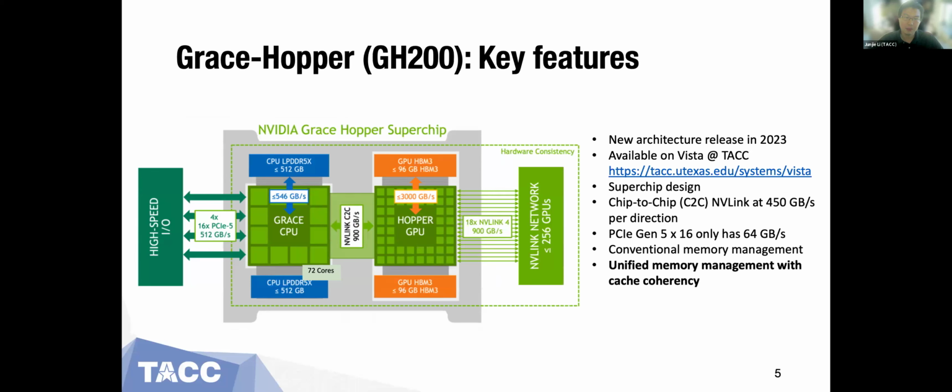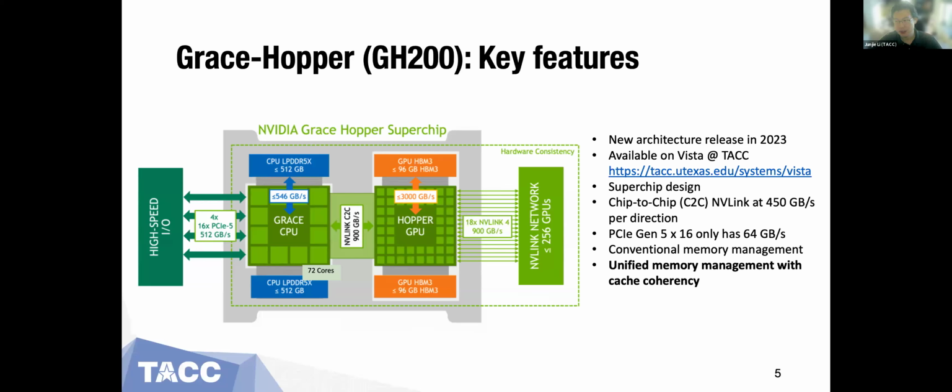And just last year, there came out a new architecture from NVIDIA called Grace Hopper. Grace is the name of the CPU, and Hopper is the code name of the GPU, and this architecture is also referred to as the GH200 internally at NVIDIA. This architecture is very unique, and instead of having separate CPU and GPU, these two chips are tightly integrated in a superchip. These two chips are connected by a newly designed NVLink called chip-to-chip or C2C NVLink that runs at 450 gigabytes per second per direction.